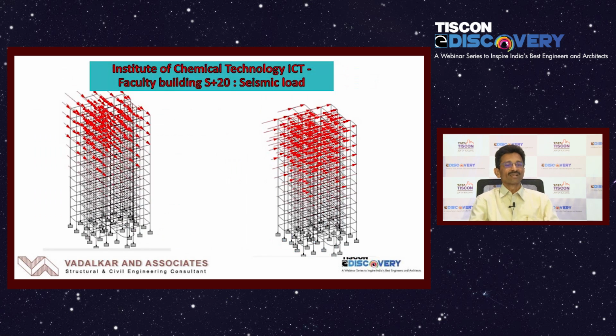One more building we have designed in the past is for the Institute of Chemical Technology, called ICT. This is the faculty building for their staff. This is a steel plus 20-story structure, and I was fortunate to get a good amount of shear walls in the building. You can see the different shear walls here. In both directions we have walls, vertical as well as horizontal. We have a sufficient number of walls to make the building stiff in both directions. So it was a pretty good configuration designed by the architect.